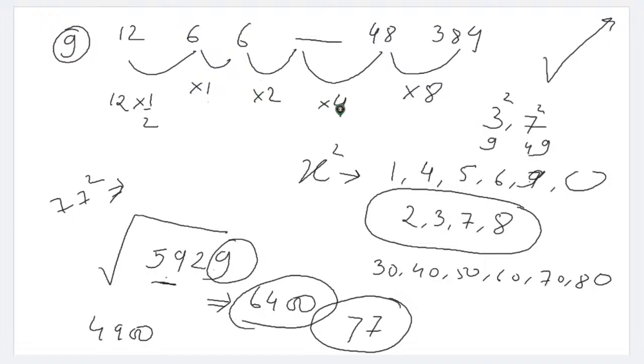Let us see if you are getting the answer. 6 into 2 is 12. 12 into 4 is 48. Yeah, correct. Okay. So answer number 9 is 12. Changing the slide for you. Question number 10.